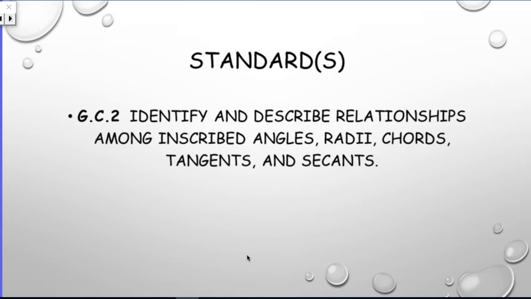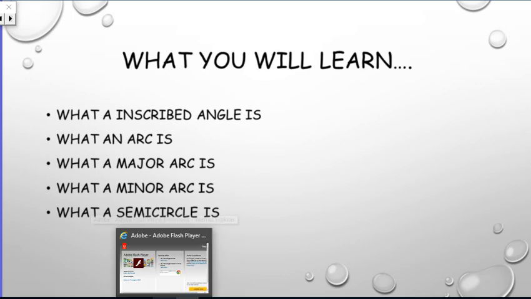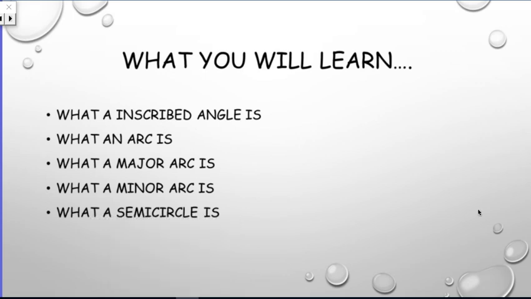The standard we're going to look at is identify and describe relationships among inscribed angles, radii, chords, tangents, and secants. What you're going to learn is what an inscribed angle is, what an arc is, what a major arc is, what a minor arc is, and what a semicircle is.